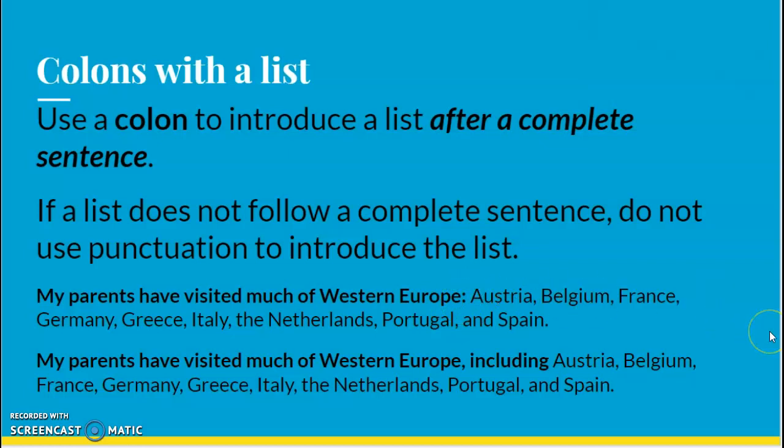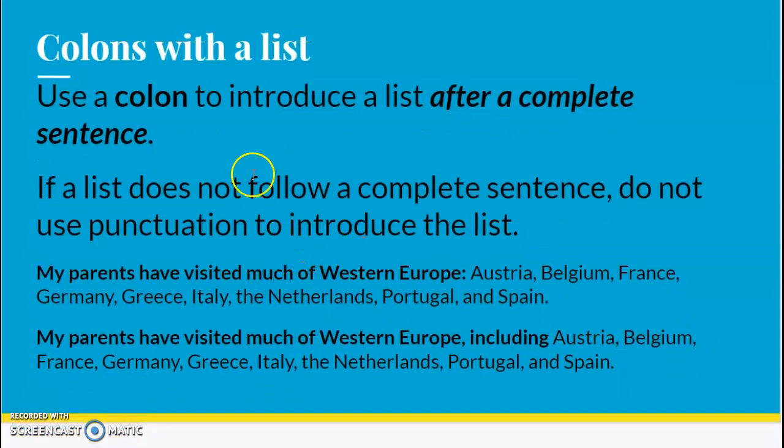So we do a colon right here before the list, but after the complete sentence. The second example, my parents have visited much of Western Europe, including. Now that doesn't finish the thought, it leaves you hanging, so we do not do a colon before the list on that one. So if there were the blank on the activity there, you would simply leave it blank, and then it has the list.